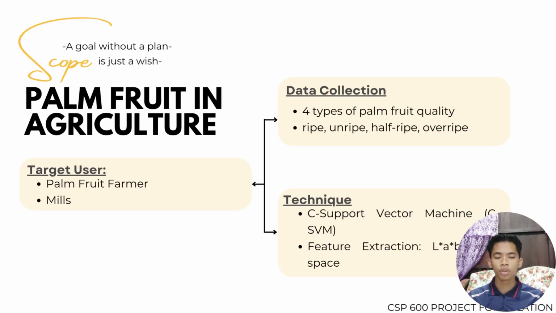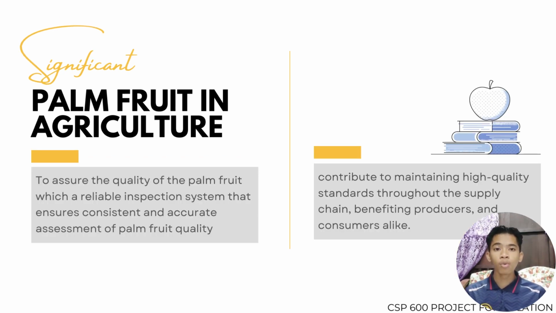Now we are in the scope. So what is the scope of my project? The first one is the target user. So who are my target users? My first target user is the palm fruit farmer, and the second one is the mills for data collection. About the data, it will be four types of palm fruit quality: ripe, unripe, half ripe and overripe. The technique that I will use is the C-support vector machine, which is one kind of support vector machine, and it will use feature extraction with the LAB color space.